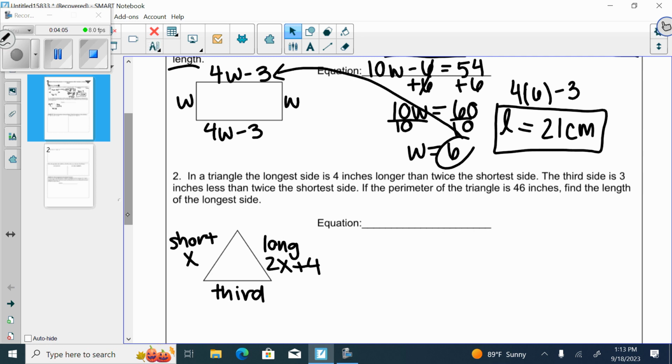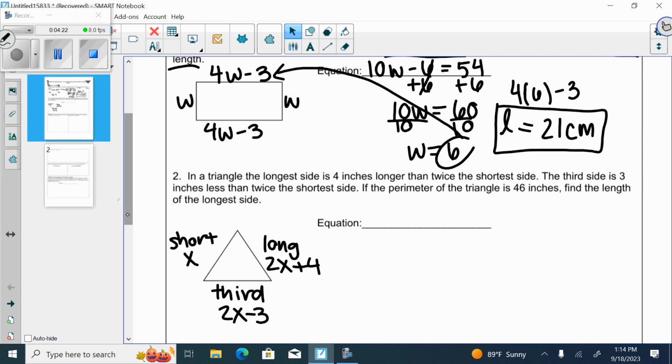All right, then the third side is 3 inches less than twice the shortest side. So again, twice the shortest side. How do I write that? 2 times x. And it said 3 less. Yes, so minus 3. Very good.